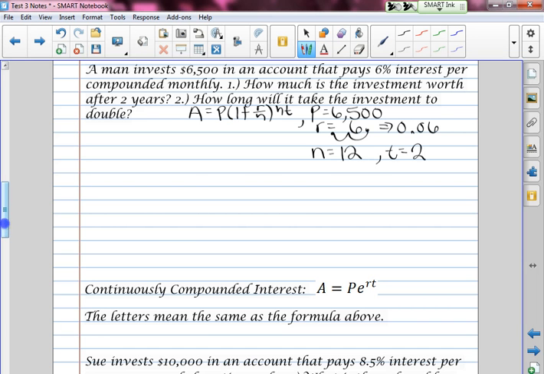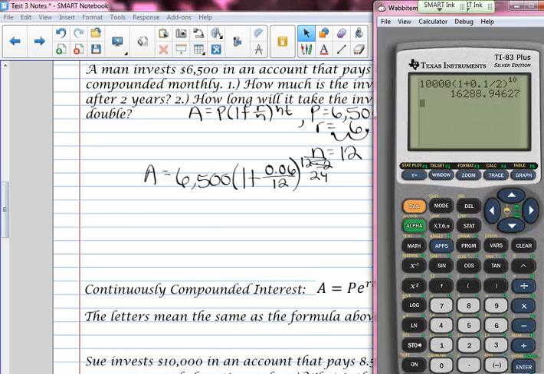I plug in everything I know. A equals your investment times (1 plus your rate divided by the number of times compounded) to the nt power. Well, n is 12 times t, which is 2, and we all know that 12 times 2 is 24. And now you're ready to type it in your calculator.